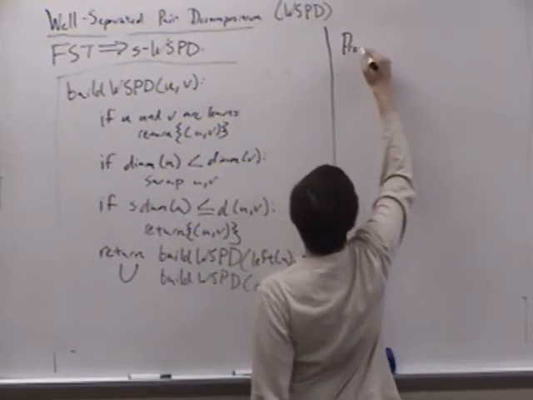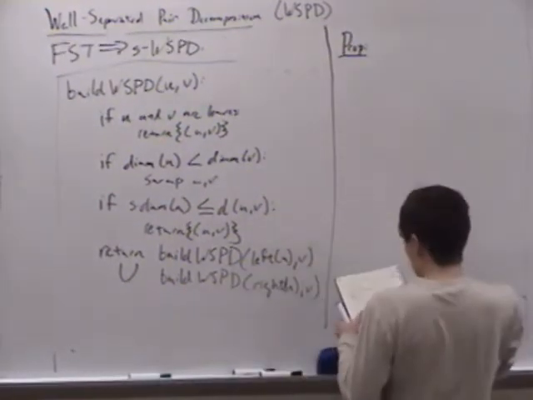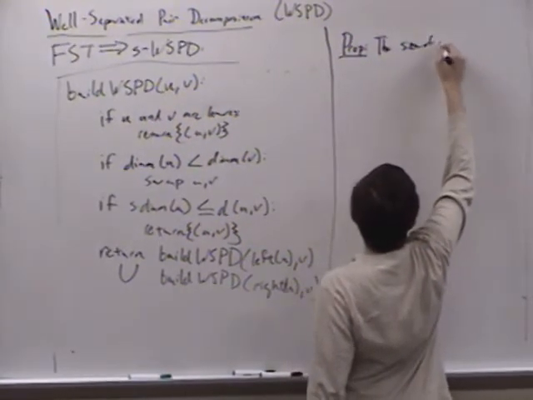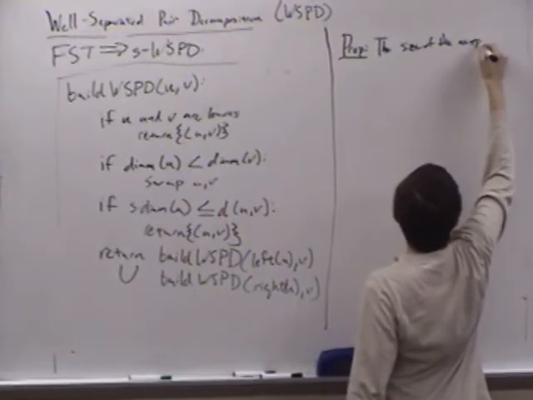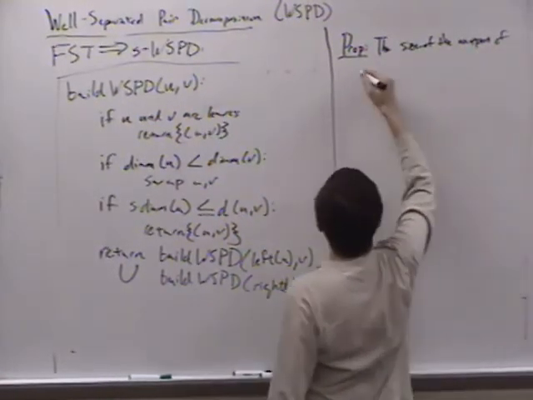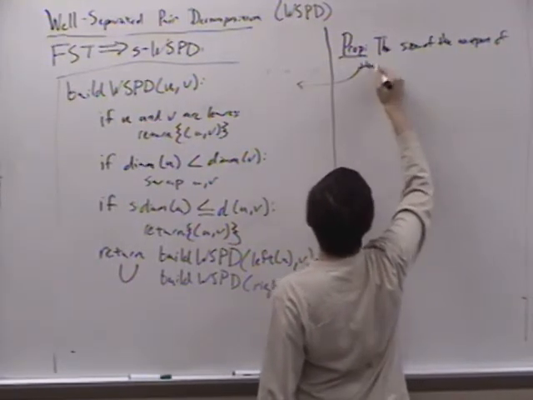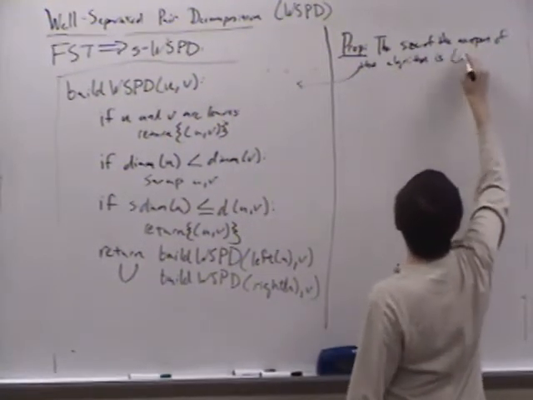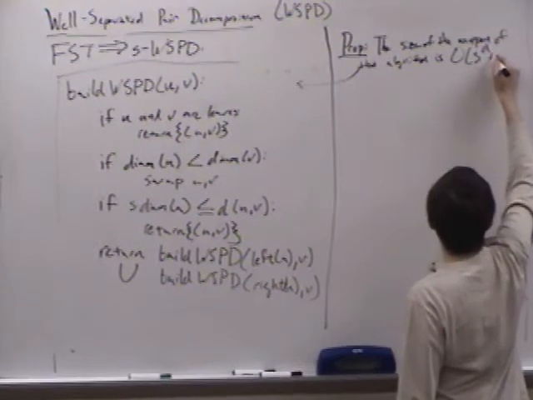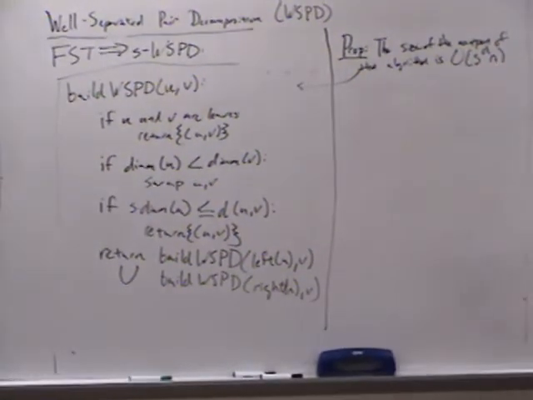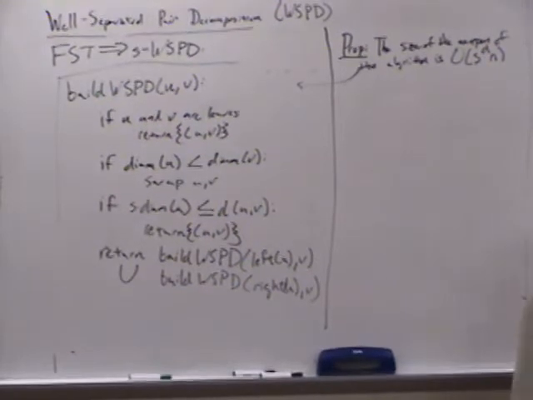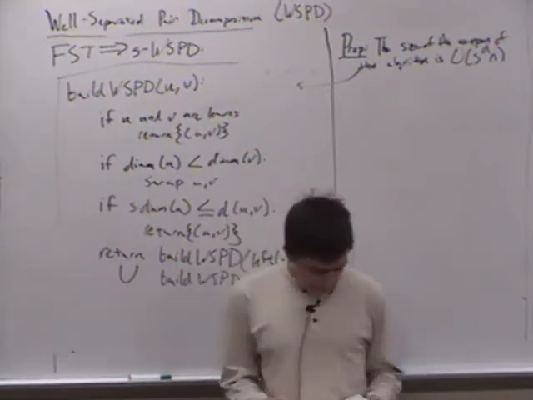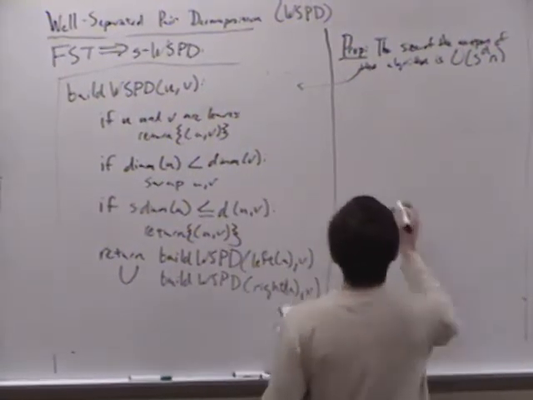Here's what we would like to prove. The proposition is that the size of the output of that algorithm is order s to the d times n. And that also means that the running time of the algorithm is order s to the d times n, because it's just linear in the number of nodes which are generated, right? So this is what we would like to prove.